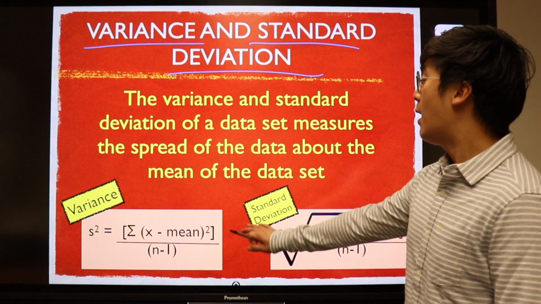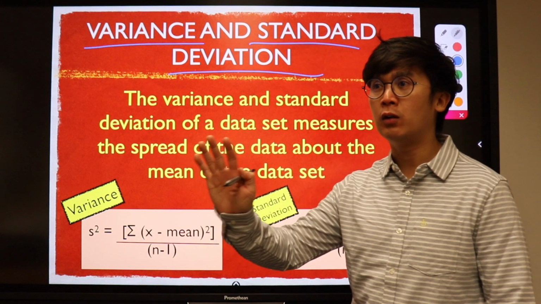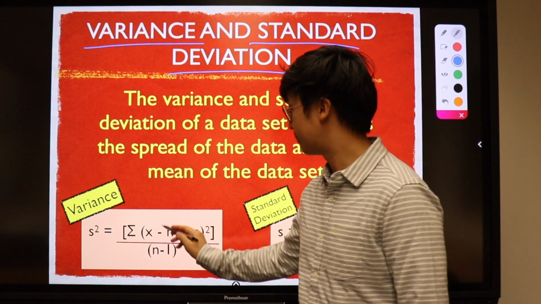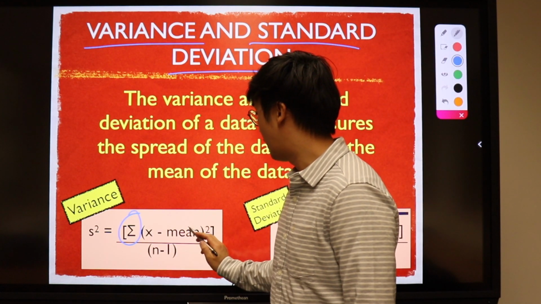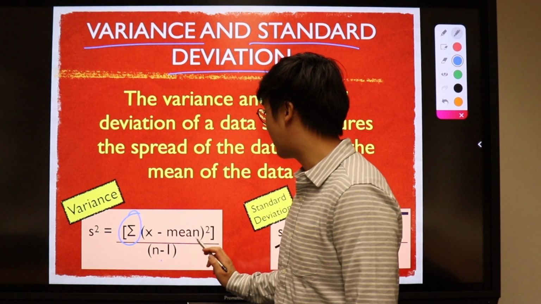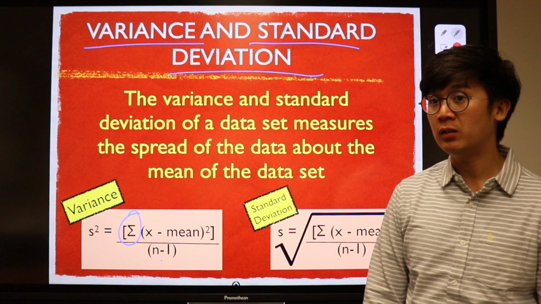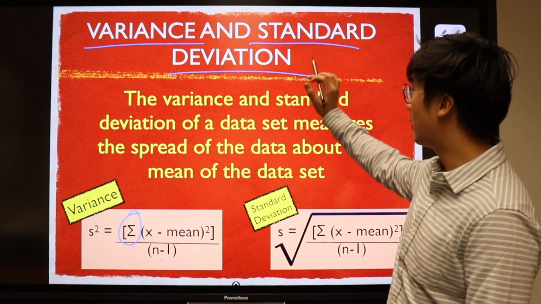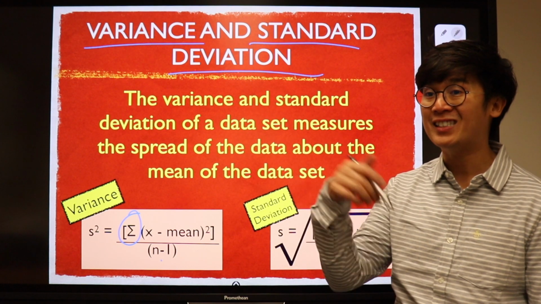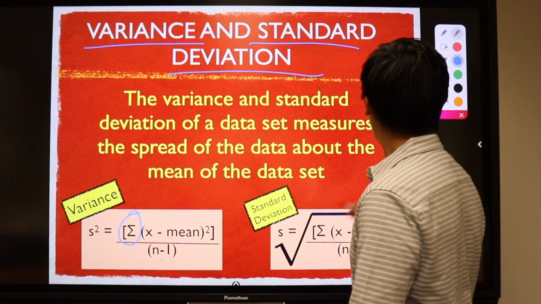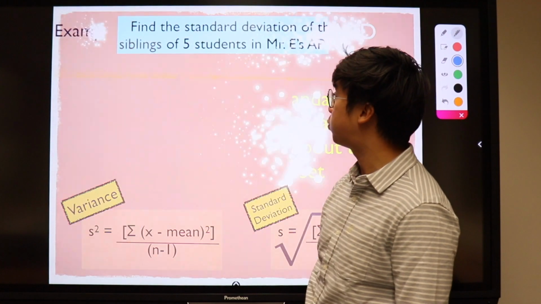Now, this formula is full of symbols. This symbol, and the x, and the n, and the mean, and the exponent. So we're going to be using all these symbols in our lesson for the variance and the standard deviation. So let's dive in to the formula by applying it to this word problem.